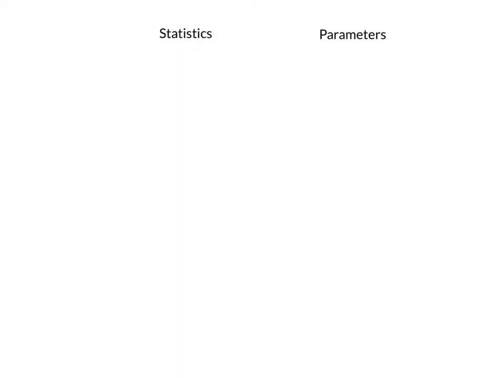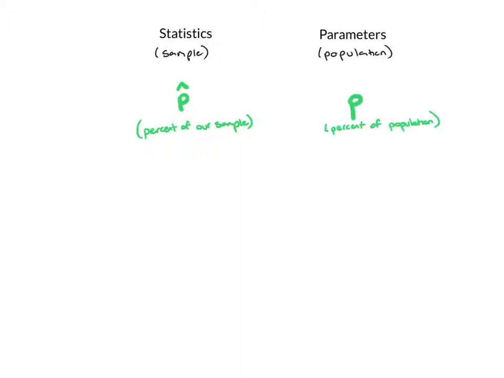Now, throughout our class, we've been talking about statistics compared to parameters. In the very beginning, we started with p hat versus p. P hat was the percentage of a group of people who fell away, that is, the percentage of our sample who fell away. P was the percentage of the entire population who fell away.